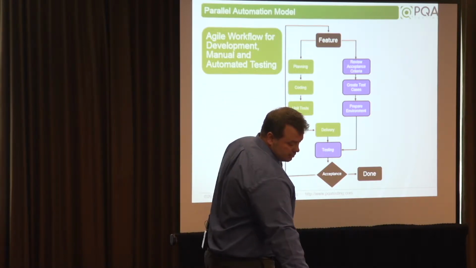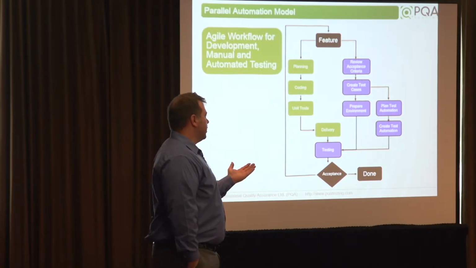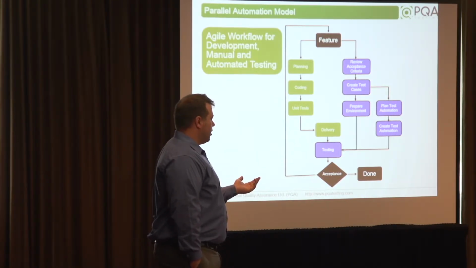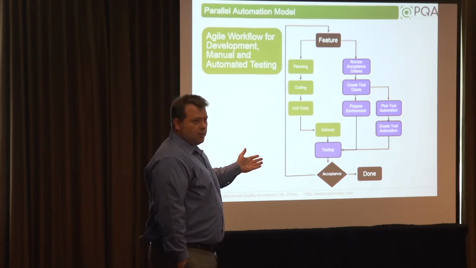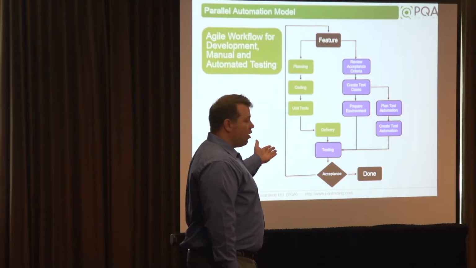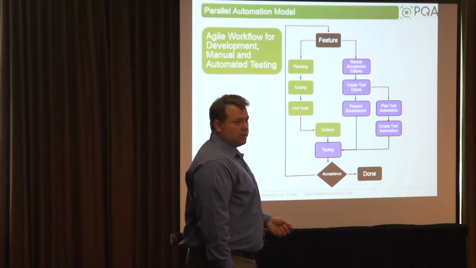When we add automation in, we're adding planning, the creation of the automation, and arguably testing the test automation, which sounds a little redundant, but it needs to happen. And that all has to happen in that testing block. That all has to come together before a story can be accepted.